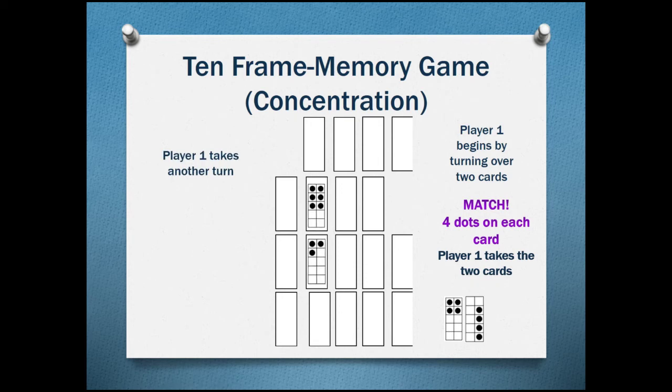This time, there's a 6 and a 3. That's not a match. They're not the same quantity. And so the player turns those cards back over and puts them back in the same place. Now that's an actually important part of the game, because if the player puts them in a different place, then the partner will never know where the cards are. However, you know and we know that that won't always happen when students play.